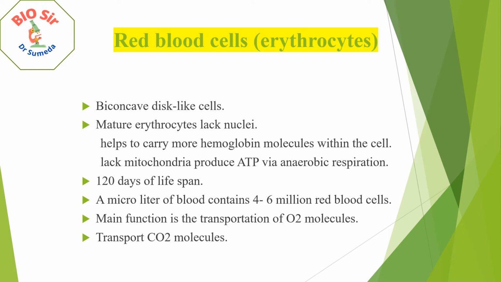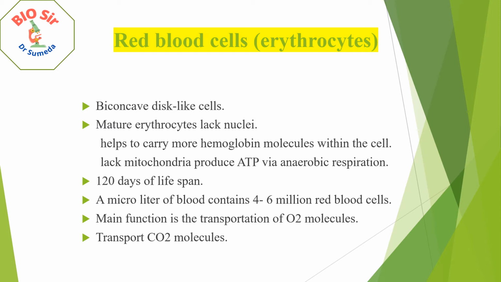The lifespan of the red blood cells is 120 days. That is a normal lifespan. If you take 1 microliter of blood, it will contain 4 to 6 million red blood cells. This will depend on the health of the person. If the red blood cell number is reduced, you call it anemia.